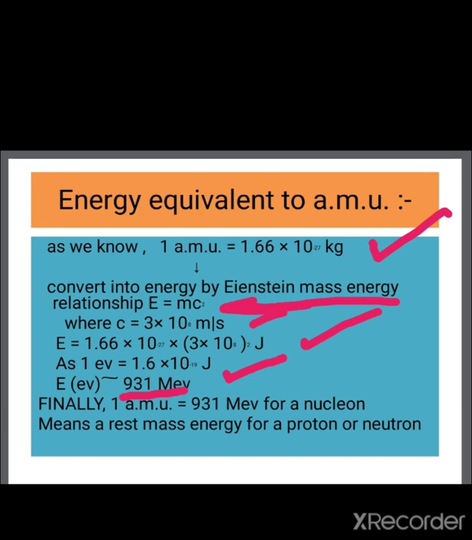So we got this in terms of energy in mega electron volt, and mega is equal to 10^6 electron volt. So in future we will say that 931 mega electron volt is the rest mass energy for a proton or neutron.